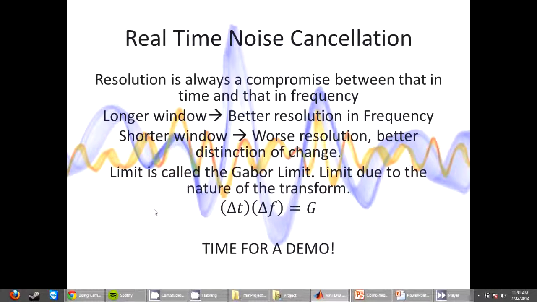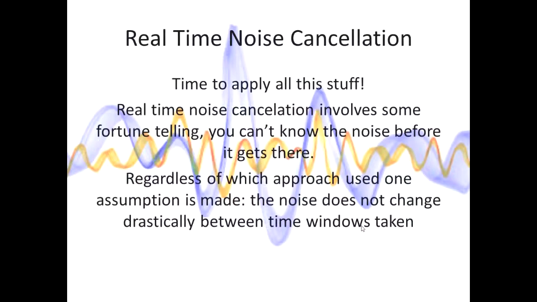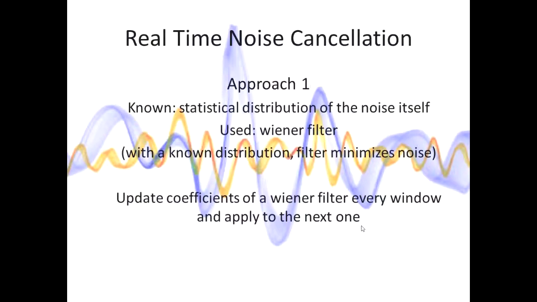Now, we are making the assumption that the noise does not change too drastically between samples. The first approach is if you know the statistical distribution of the noise itself. We're going to use a Wiener filter, which minimizes the noise based off the distribution, and the coefficients of the filter itself get iteratively changed every sample to try to make it as accurate as possible.